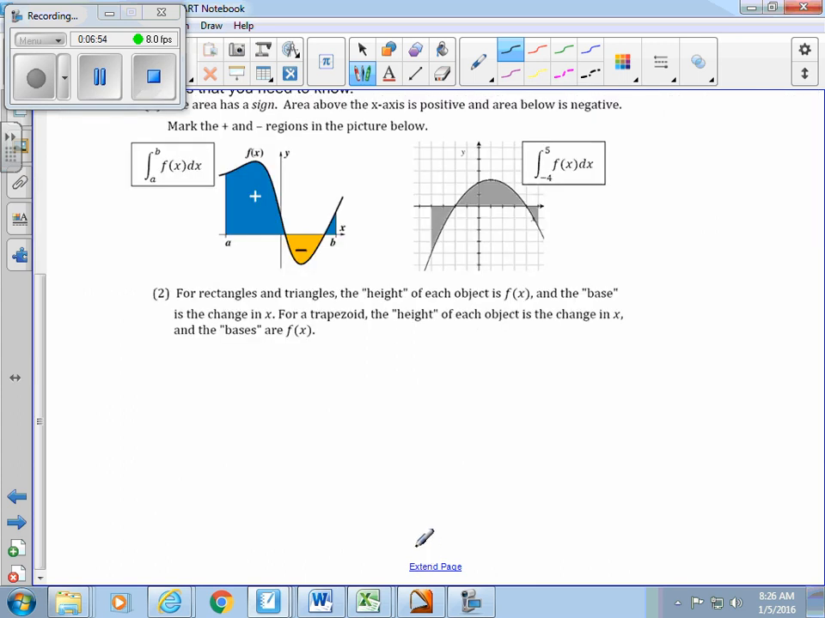For rectangles, if I were using rectangles to find a height, the height of the rectangle would be f of x. In other words, f of x is the same as y, so it would give you the height of the rectangle. And the base would be the change in x, or delta x, right? So if we're using trapezoids, same thing, the height is delta x, and then the bases are two different f of x values. So we'll look at that more tomorrow.